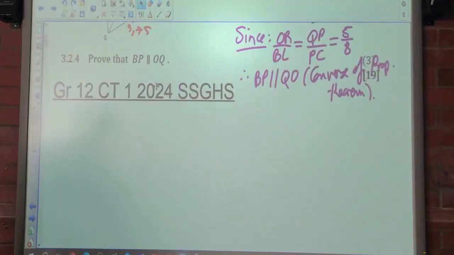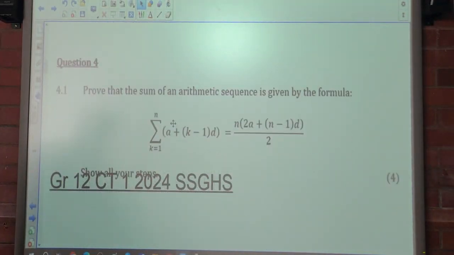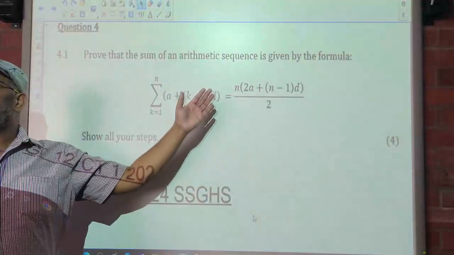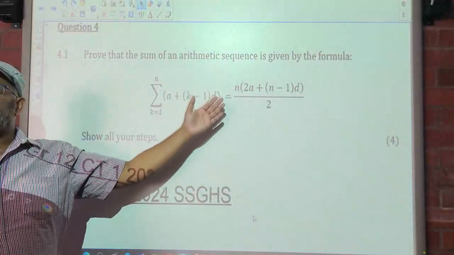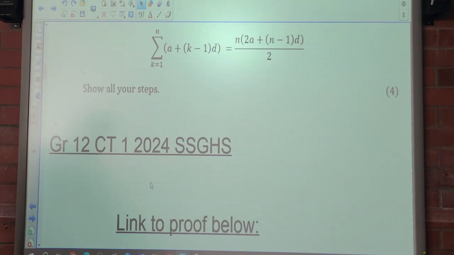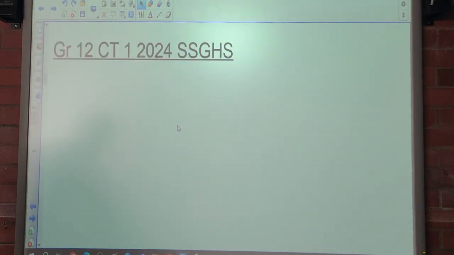People, you guys can do this. I believe you can do this. People, this here, what formula do you have to prove here? The sum to arithmetic progressions or arithmetic series. Not so? People, that link can be found in the description box below.